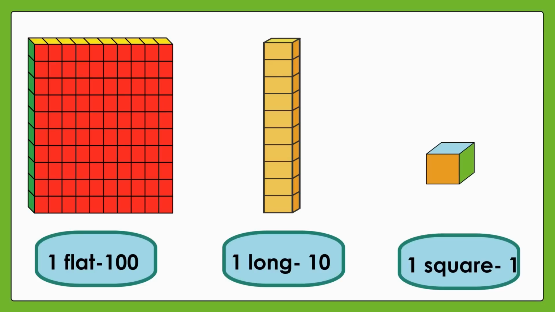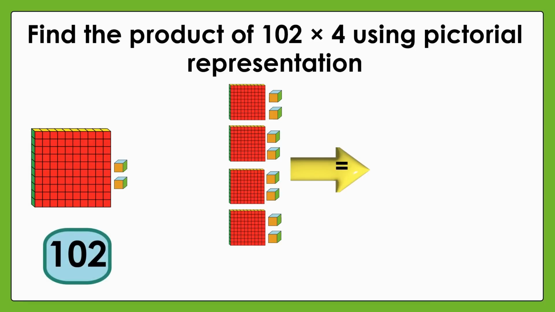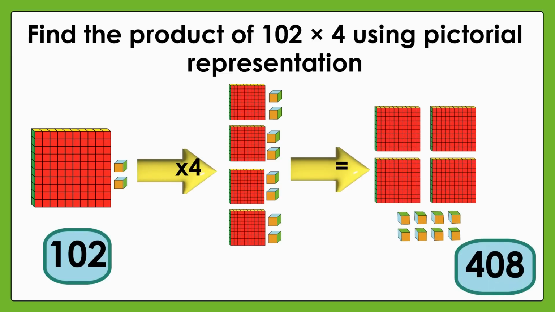Now, let's start. Find the product of 102 times 4 using pictorial representation. 102 times 4 is equals to 408.